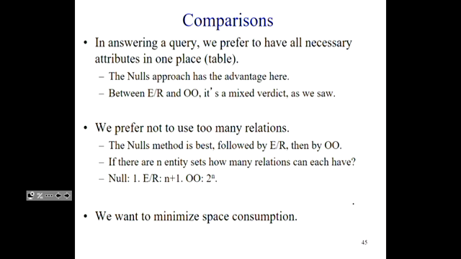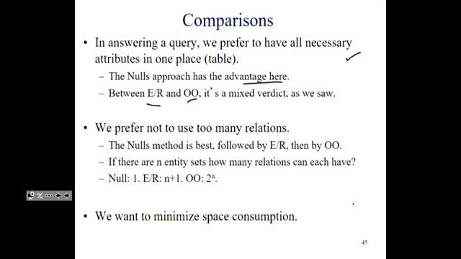All right, yeah, again, other high-level comparisons. In answering a query, we would like to have all of the necessary attributes in one place, in one table. The null approach has an advantage here. Between the ER approach and the object-oriented approach, it's a mixed verdict. This is because the ER approach and the object-oriented approach use two different criteria to split up the information. The object-oriented approach is splitting it up in terms of objects. The ER approach is splitting it up in terms of subclasses.